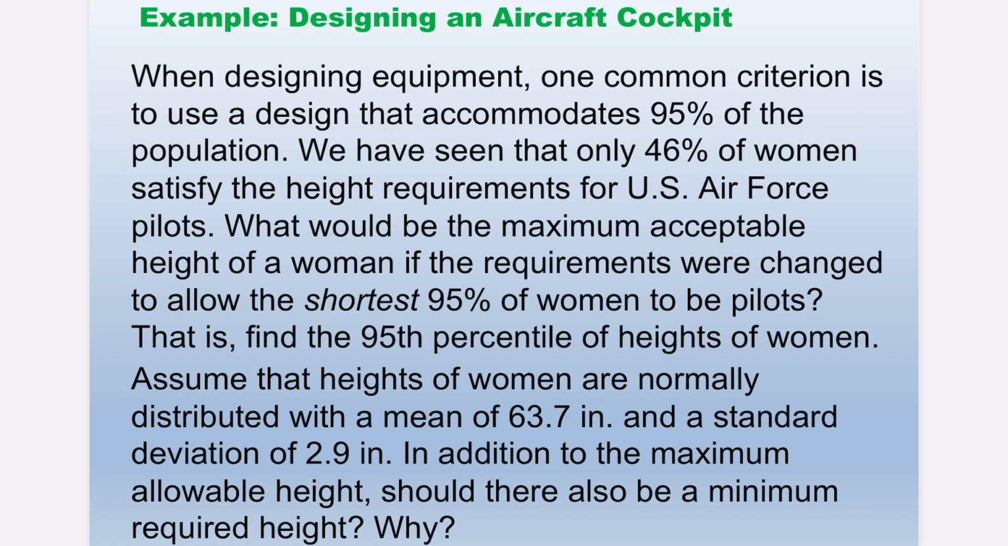So what would the height requirement need to be in order to allow the shortest 95%? Assume that heights of women are normally distributed with a mean of 63.7 inches and a standard deviation of 2.9 inches. So look at that, a little bit more than the men's standard deviation, which is 2.8. In addition to the maximum allowable height, should there also be a minimum required height, and why?